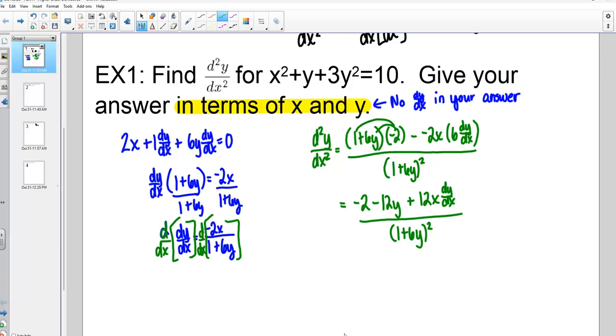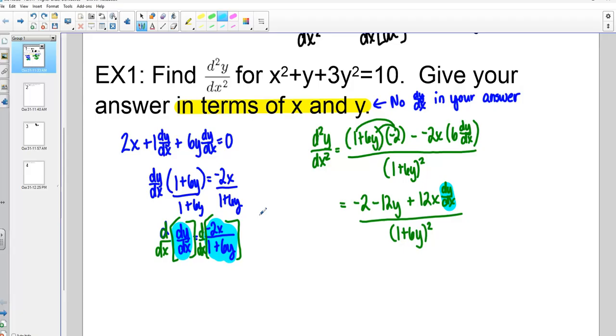Now, I can't leave dy dx in my answer. This dy dx right here cannot stay. What is dy dx equal to? The derivative of the y, specifically over here, I got dy dx. This stuff is dy dx, right? We're groaning because what is this going to be? We're going to substitute this in, and it's going to create a fraction inside of a fraction, right?